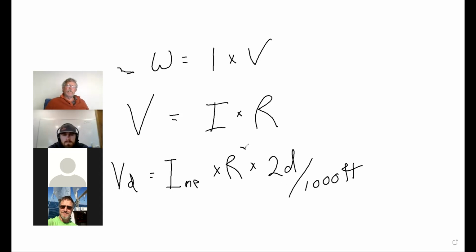And why did we have to adjust it for distance? It's because the resistance characteristics that were given are in ohms per 1,000 feet. So for instance, if you're looking up in the NEC and you're using, say, number 10 gauge wire, you're going to find it has 1.24 ohms per 1,000 feet.